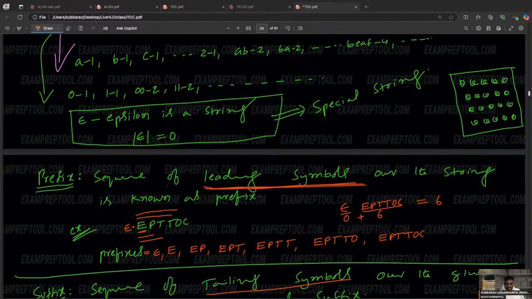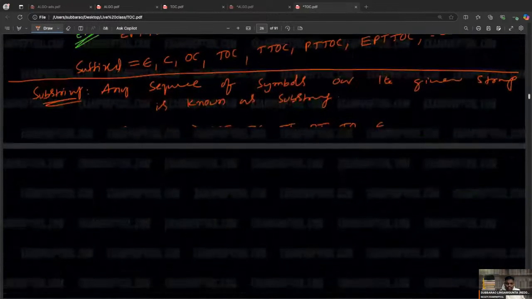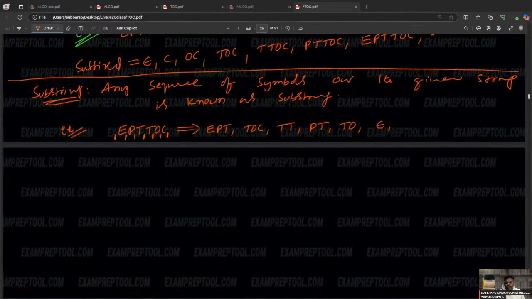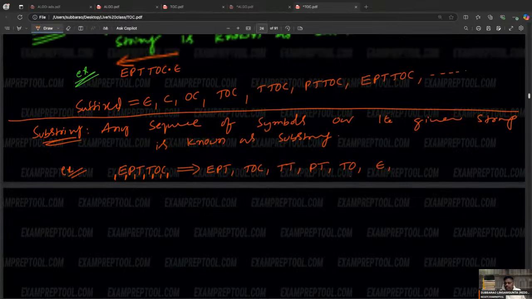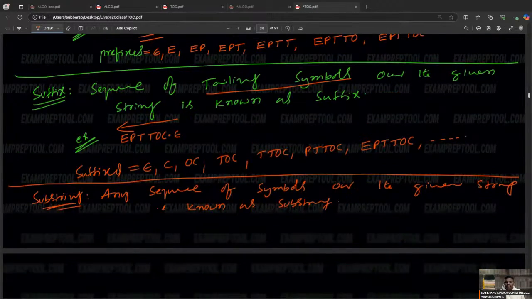So special string: prefix also, suffix also. Epsilon is a ghost. It can be anywhere. If anyone asks you, epsilon can be there at the starting, epsilon can be at the ending. It can be anywhere. It is a ghost.